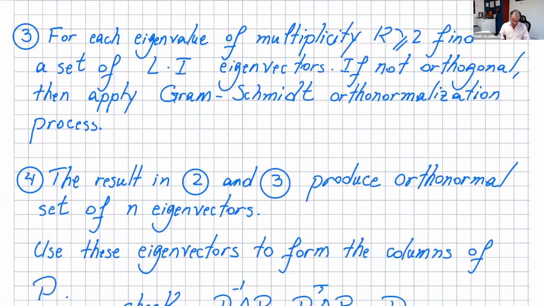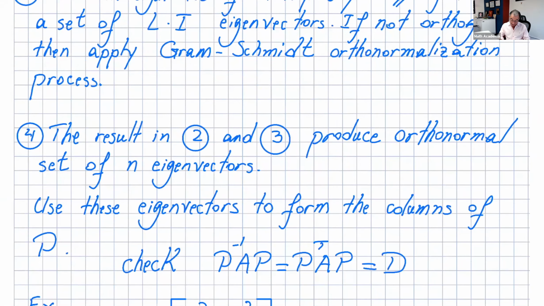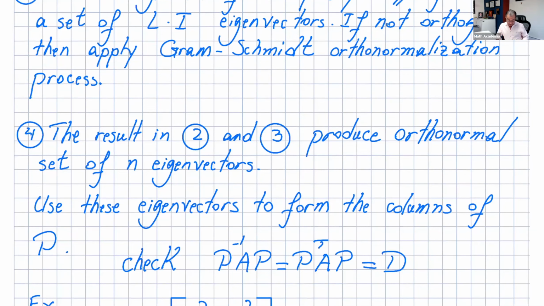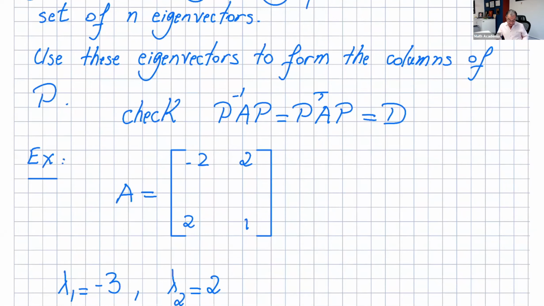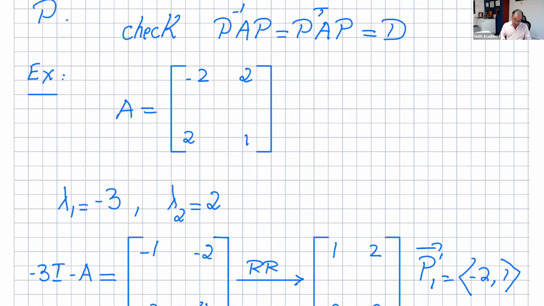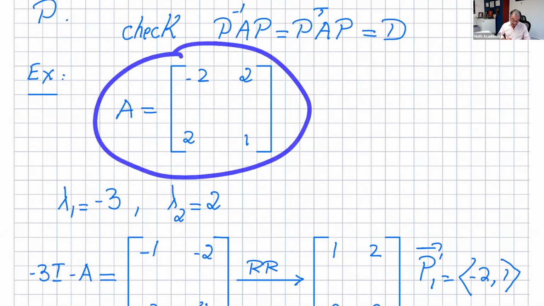If they are not orthogonal, then you have to apply the Gram-Schmidt orthonormalization process and find an orthonormal basis. Now you take the results from steps 2 and 3 and produce an orthonormal set of n eigenvectors, and use these eigenvectors to form the columns of P. In the last video I did diagonalization, so the process is the same. You just have to normalize your vectors or use the Gram-Schmidt process.